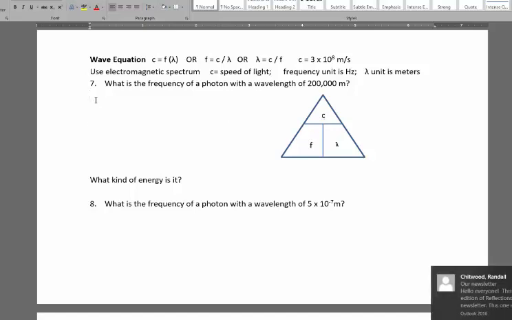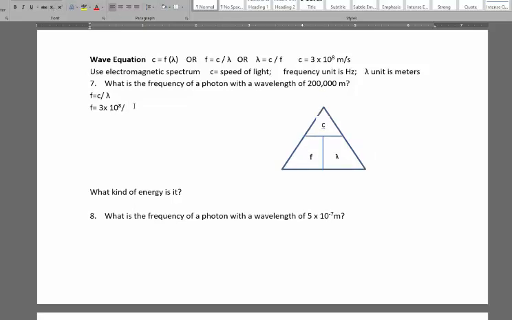So, how we set this up. And again, if you notice, I'm using F instead of V for frequency because it's just a little bit easier to look at. So, our equation is going to start with frequency equals velocity over wavelength. And now we plug in our numbers. Frequency equals velocity, which is 3 times 10 to the 8th. Again, that never changes. Over 200,000 meters is the wavelength.